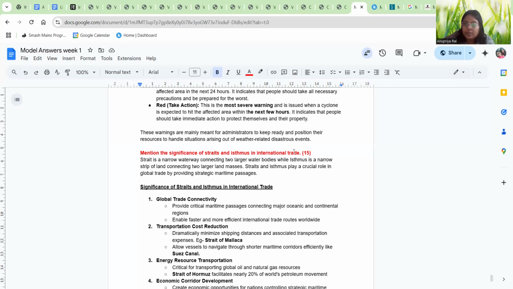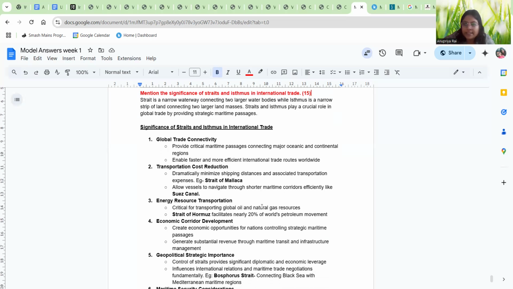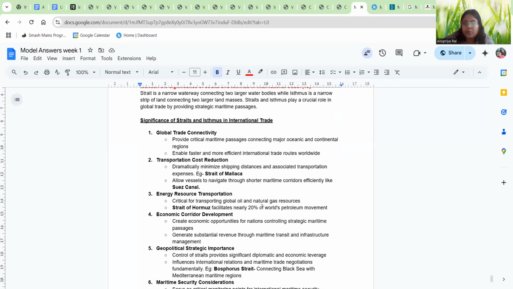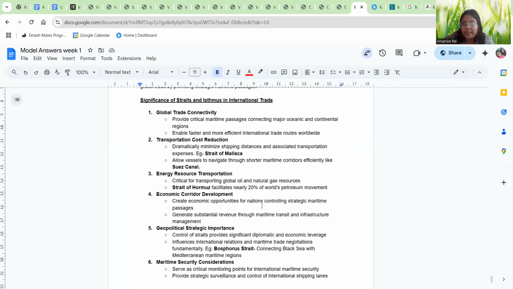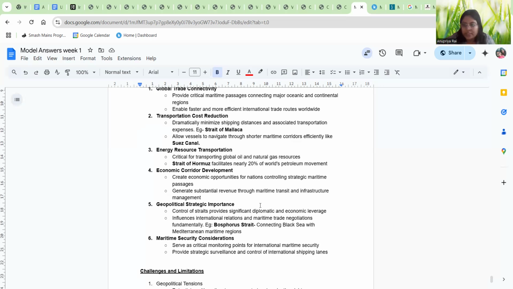So you know what they are, and then you can talk about the significance, like trade connectivity. You'll talk about cost reduction, like it reduces the distance significantly. Suppose if the Suez Canal were not there, then we would have to sail through the whole coast of Africa just to reach Europe from Asia. This wasn't feasible. We'll also talk about energy resource transportation through the Hormuz Strait, etc.